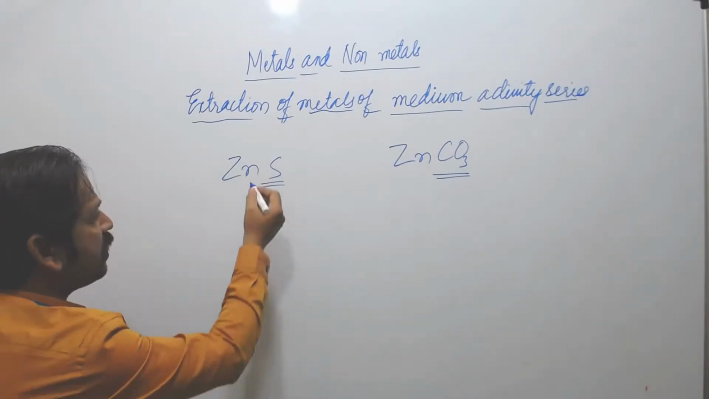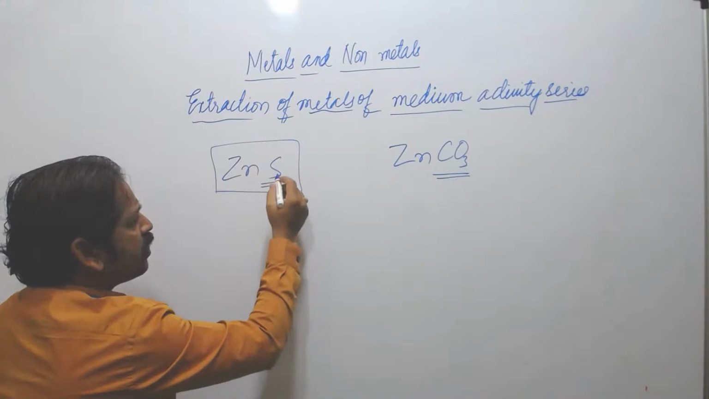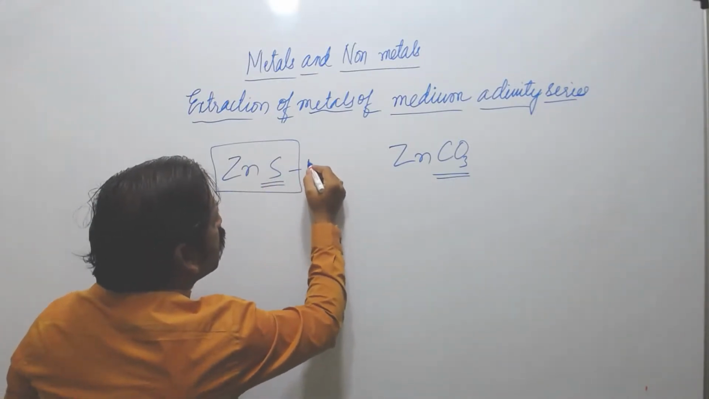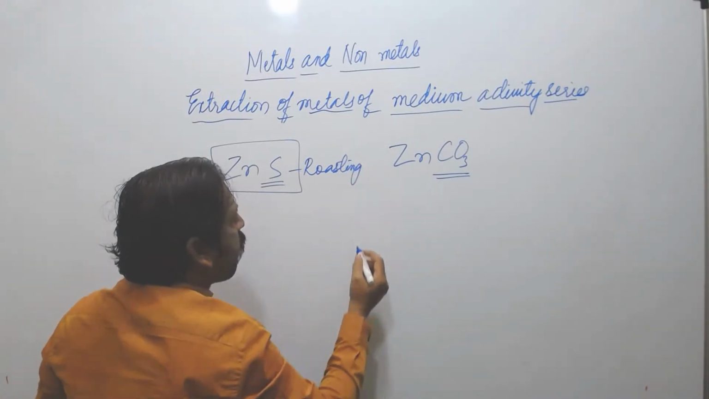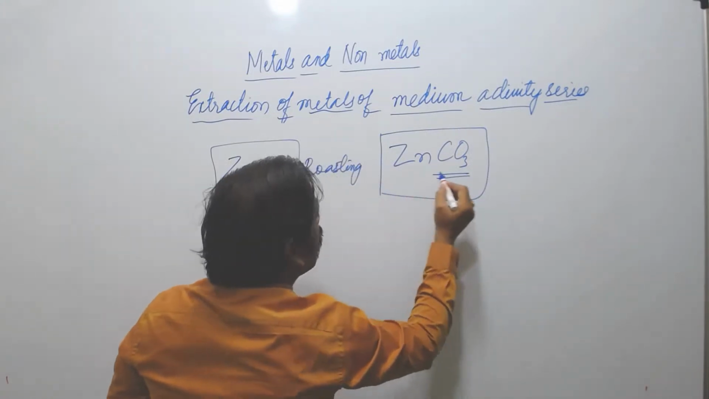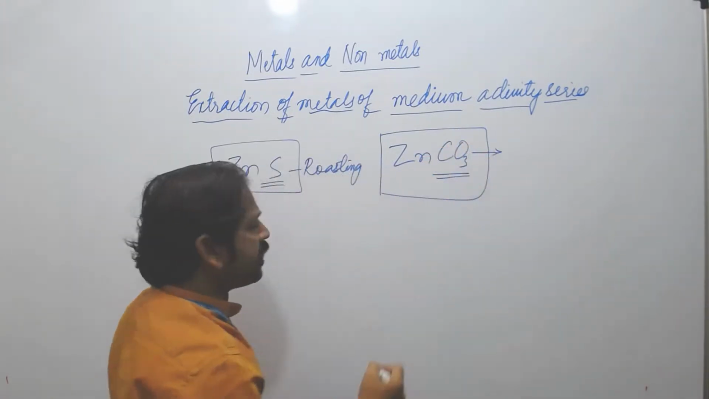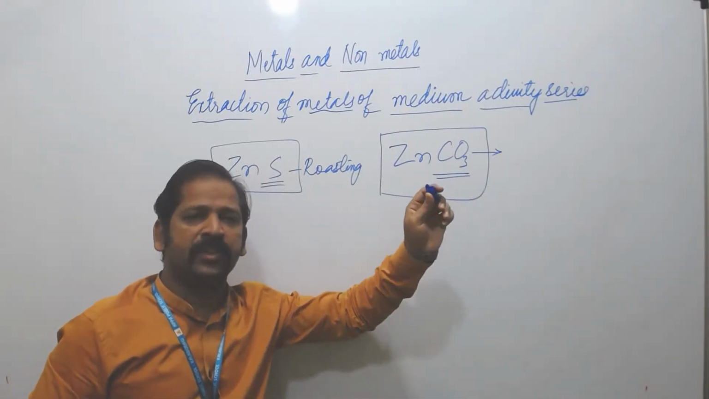Okay, we start with zinc sulfide. Sulfide means roasting will be there. And the carbonate is there. It is considered that the process is calcination.